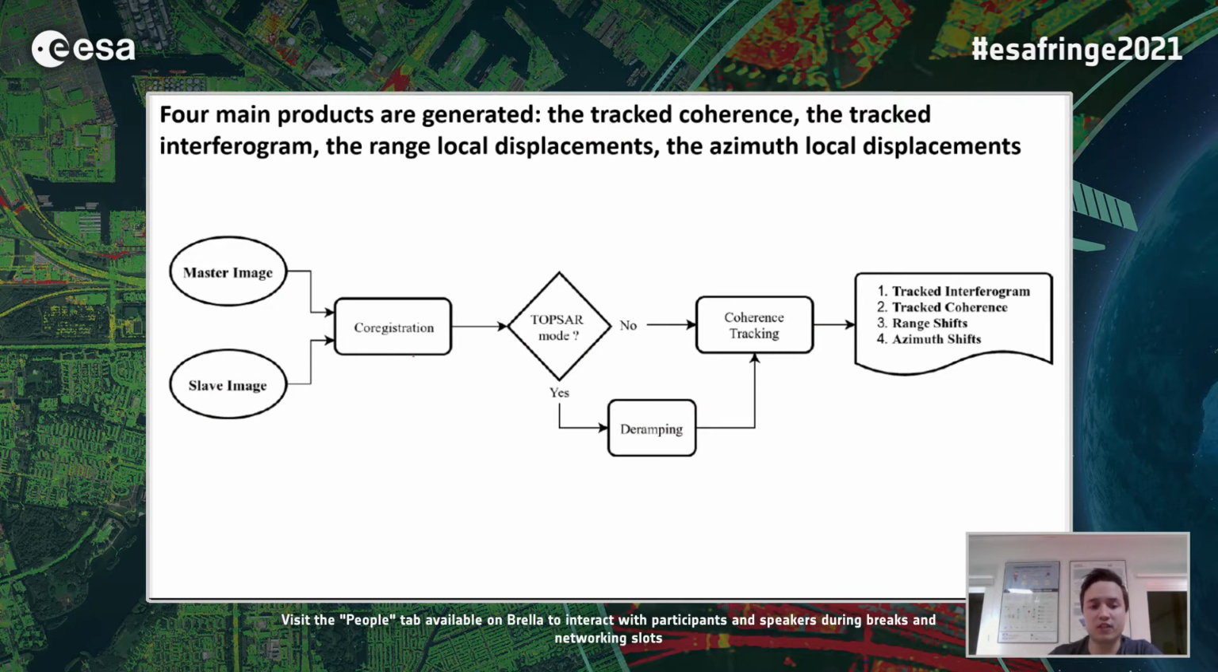Considering a pair of co-registered SAR images, in the case of a TOPSAR acquisition mode, you have to first deramp the image before doing coherence tracking. And in the end, you have 4 products, which is the interferogram corrected from the displacement with the associated coherence, which allows you to get an estimation of the standard deviation of the displacement. But also as subproducts, you have a bidimensional displacement field from the speckle coherent tracking.